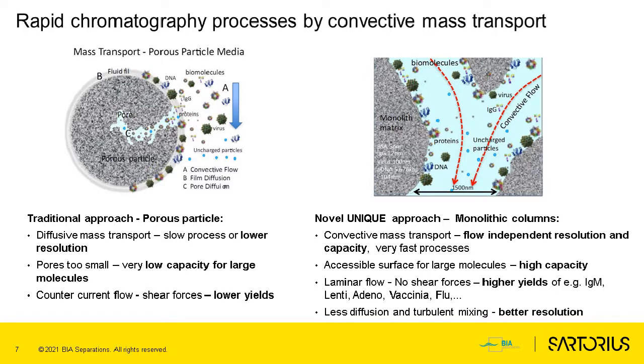Due to no shear forces inside the monolithic structure, you can count on better recovery of your target product. Like with plasmid DNA, especially big ones, which are shear sensitive, you can usually improve the recovery by 10 or even more %. And due to no back mixing, due to no diffusivity, you can also count on better resolution, which actually helps to separate empty viral capsid from the full viral capsid.